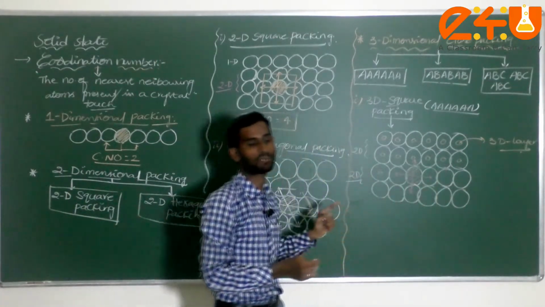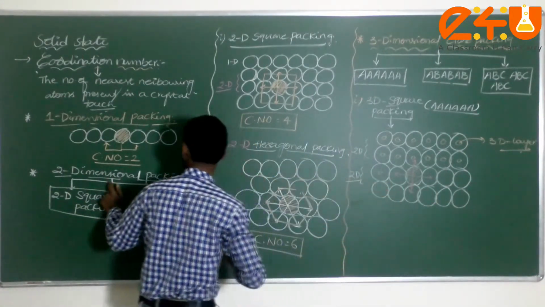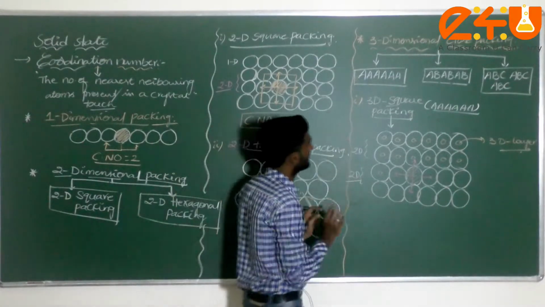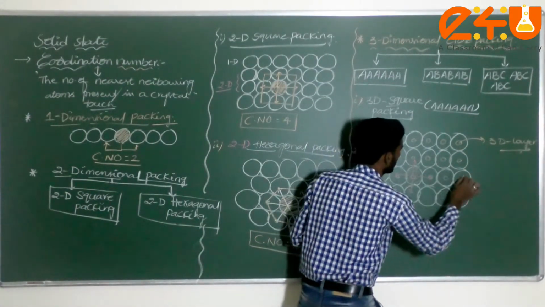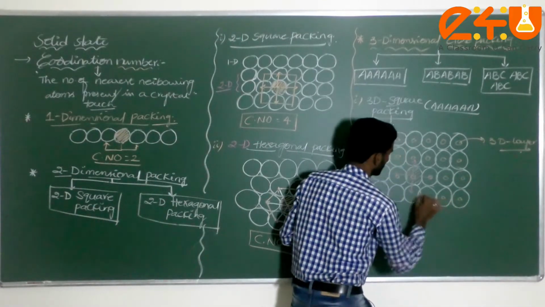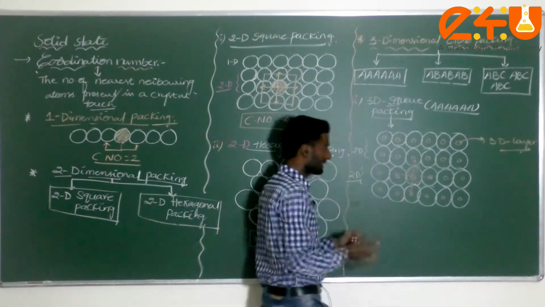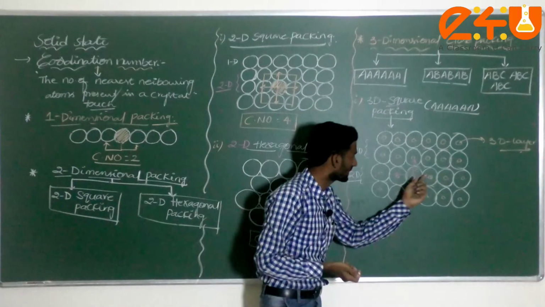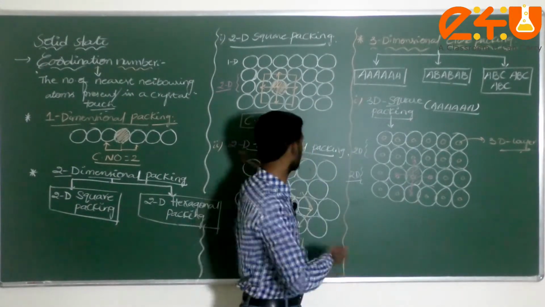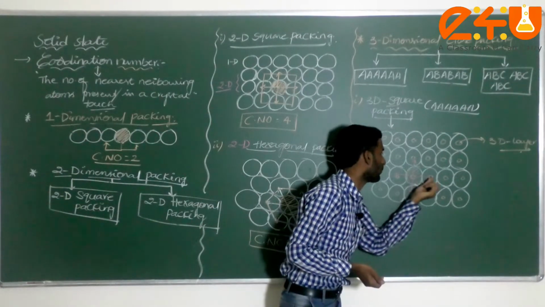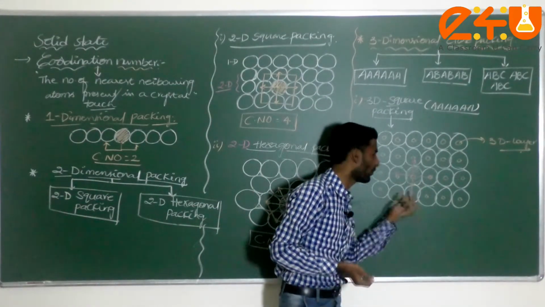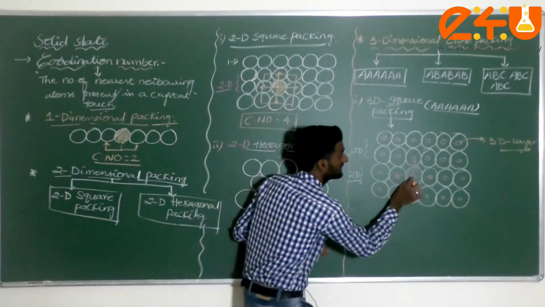That's coordination number equal to 4. Here coordination number is equal to 2. But I am considering 3D here. Check it here also. I am arranging the third layer. Check it, third layer. Am I correct or not? Now the nearest neighboring atoms: if you consider this atom, 1, 2, 3, 4. Am I correct? Sir, what about this atom?